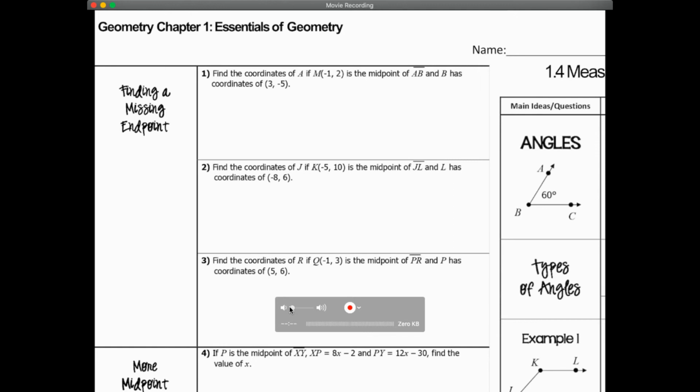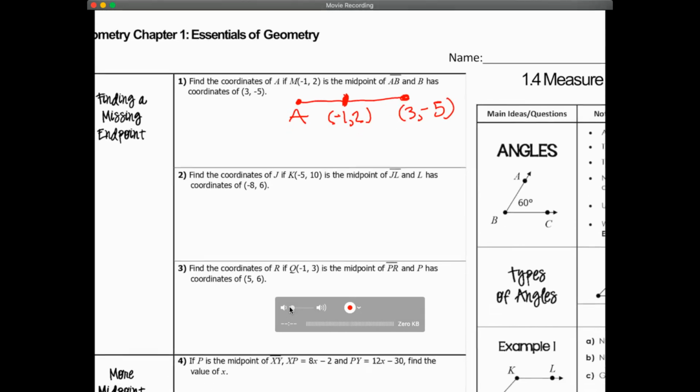Okay, so this isn't going to be an accurate picture, but just to give you a little picture of what we're looking at, we've got our midpoint here, and that's (-1, 2). And then we know one of our endpoints is (3, -5), and we're trying to find this point here, point A. So what we're going to have to do here is two separate equations. We're going to have to solve for the x portion of the midpoint and then also the y portion.